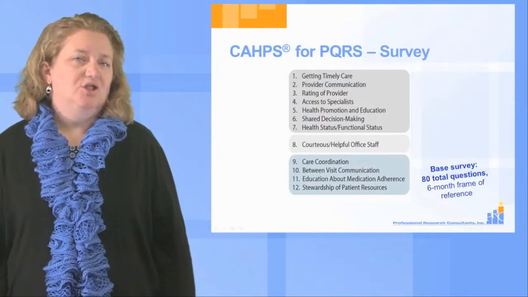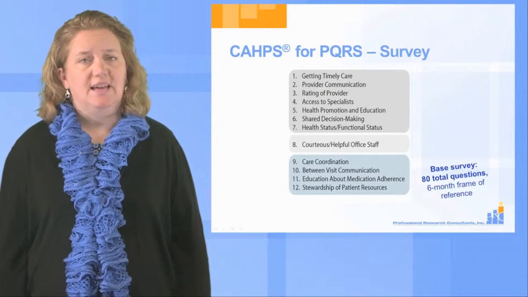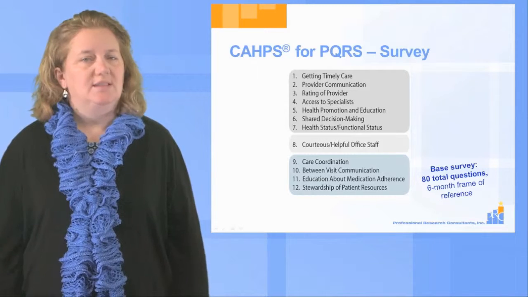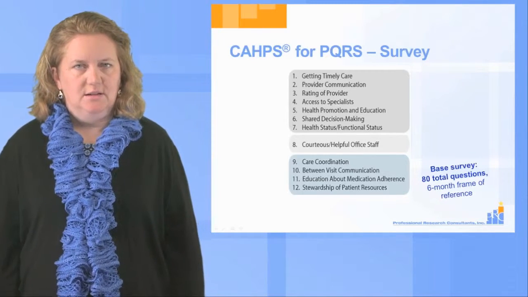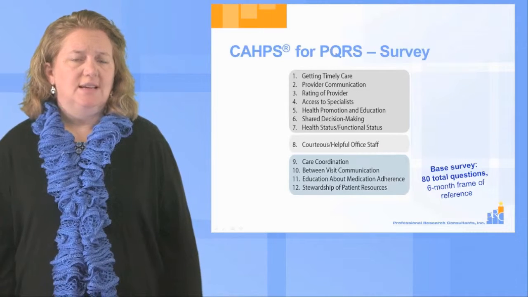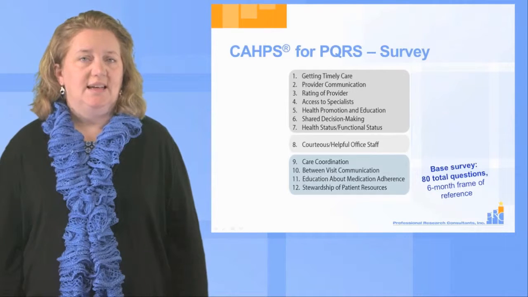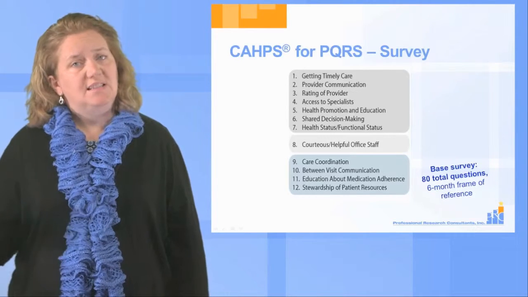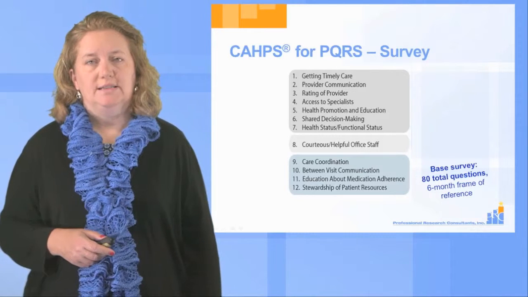This survey list should look very familiar to you. The CAHPS for PQRS survey is identical to the ACO 12 survey version, with the same questions, same reporting dimensions, same patient demographics. The CAHPS for ACOs and CAHPS for PQRS programs have been following parallel tracks. We see that in the survey instruments, and we expect to see it in the sampling and data collection protocols when those are announced for PQRS.